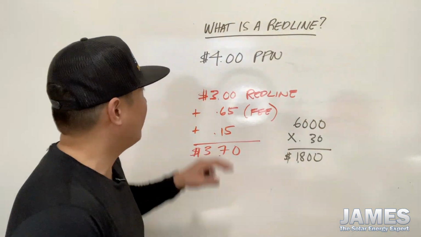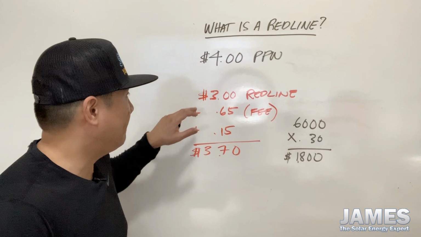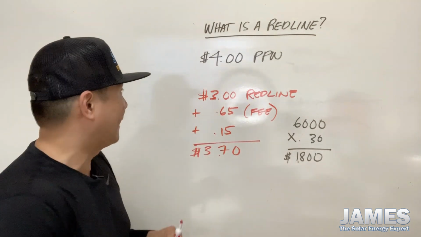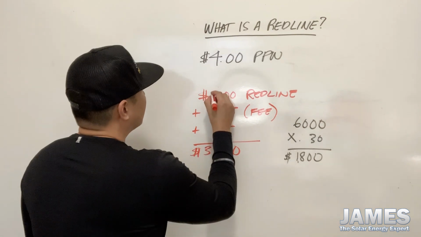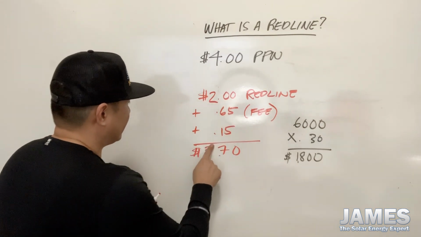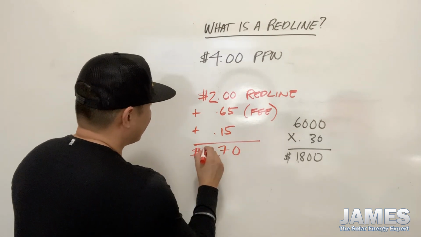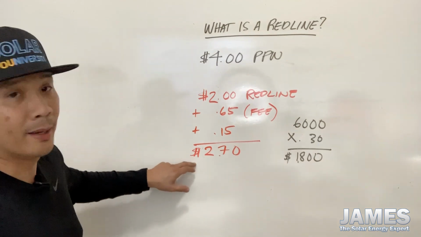But imagine if you can reduce this red line right here, right? Imagine if you could bring this down to like $2 a watt, right? Imagine how much more you're gonna have here. So basically now you're at 270, right? That's 270 price per watt right now. That would be your red line.